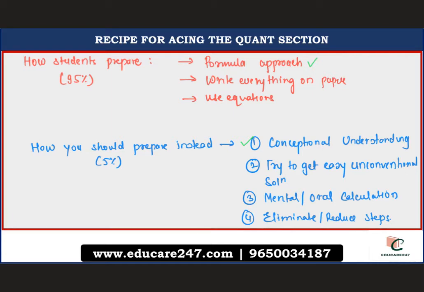Second, try to get easy unconventional solutions. So suppose you got a solution to a question using the long formula method, and you got it correct. It took you 2 to 3 minutes to solve that question. But then you understood that, oh, this was a multiple of 3. I could have just seen the options and marked the only multiple of 3 that was present. That made sense and that was the right answer. So you found an easy unconventional solution. This is what I mean, right? So try to get easy unconventional solutions. They are absolutely fine, right?